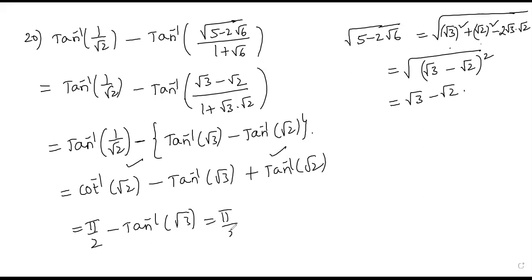So tan of which angle is root 3? Pi by 3. So tan inverse root 3 will be pi by 3. So pi by 2 minus pi by 3 is equal to what? Pi by 6. 90 minus 60 is 30. So thus the answer is pi by 6. Right.